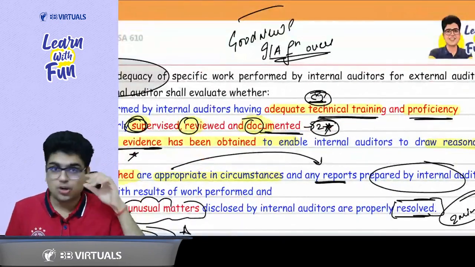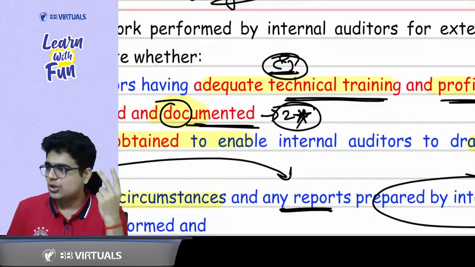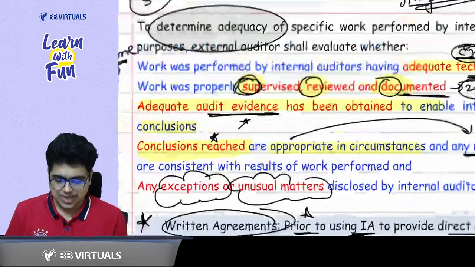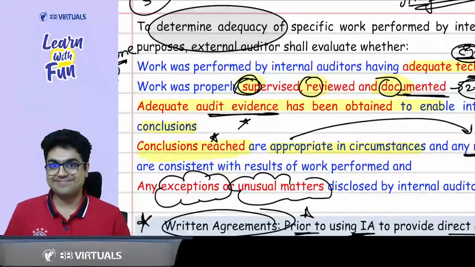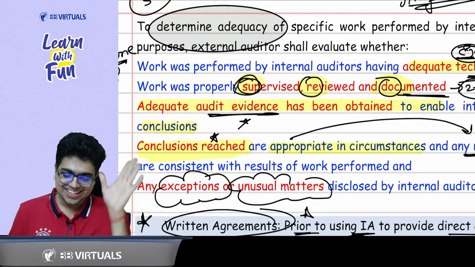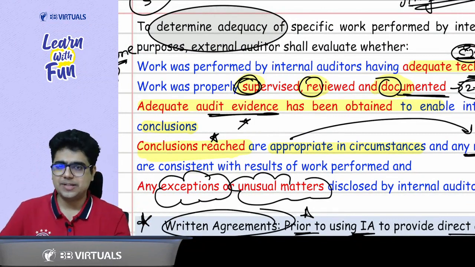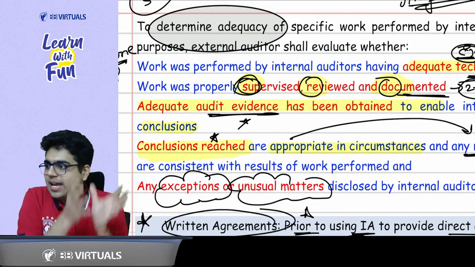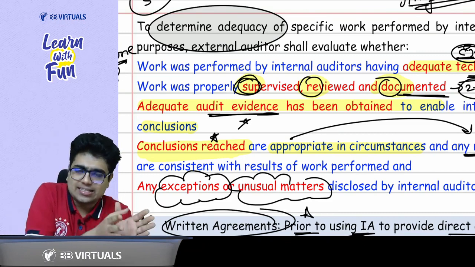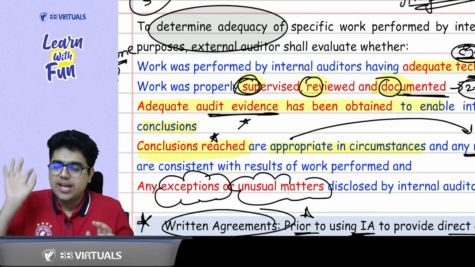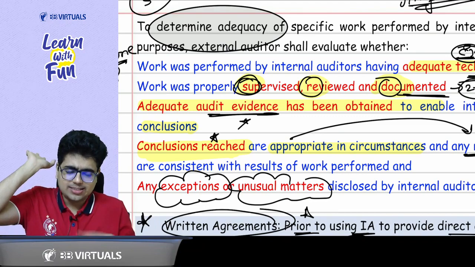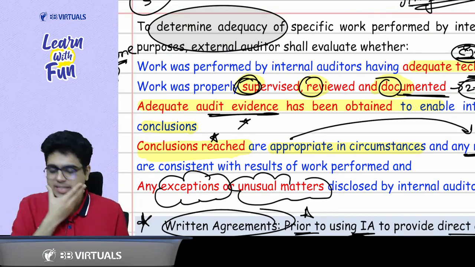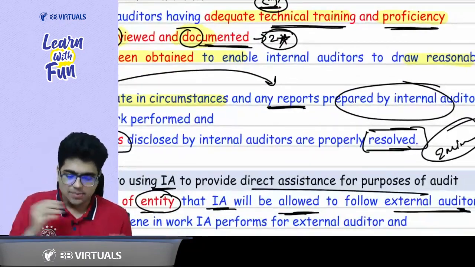Supervised, reviewed, and documented. And documented what two things? Evidence and conclusion. Adequate evidence has been taken to reach appropriate conclusions, conclusions reached are appropriate in the circumstances, and a proper report is issued. And the last point is unusual matters, that means all the unusual matters have been resolved.